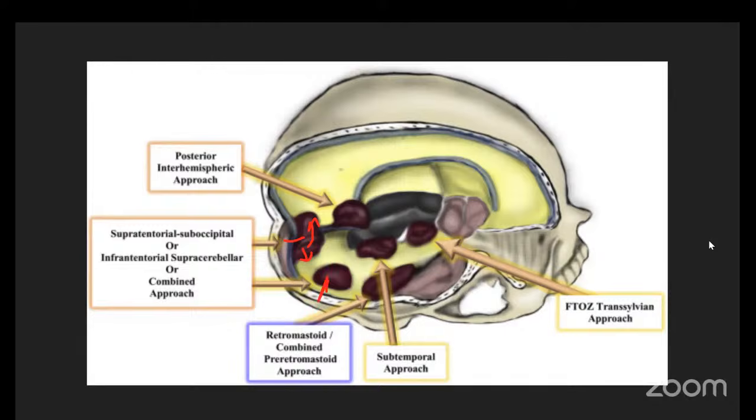This is the paramedian meningiomas. We go via supracerebellar infratentorial approach. This is lateral. We can go via retrosigmoid approach. Here, yes, FTOZ can be used. Subtemporal approach can also be used, depending on the exact location of the lesion and the structures it is involving.